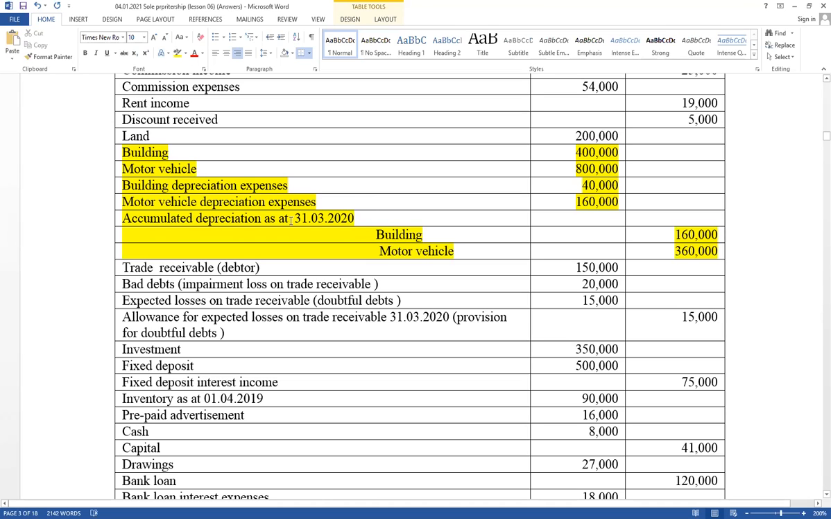But if it has given the opening balance, sometimes it is given as 1st April 19, then you have to record the annual depreciation. If it has given the opening balance, annual depreciation is not recorded. Now think about question number 5.